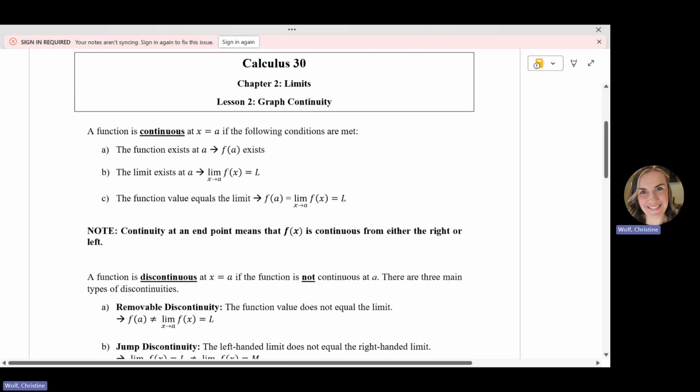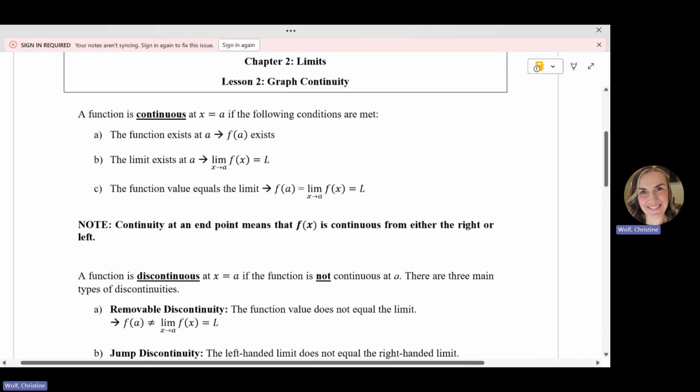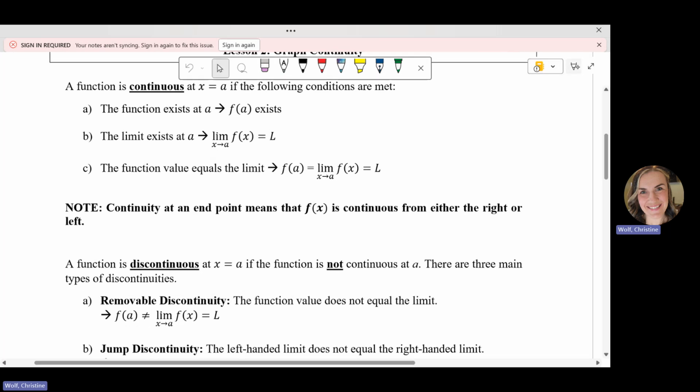When we're talking about graphs or functions, we can say that a function is continuous at a point. So x equals a, that's like a random x value that I'll always give to you. We can say a graph is continuous at that point if the following conditions are met. There are 3 things that need to be true in order to call a graph continuous. The first one is the function exists at that point.